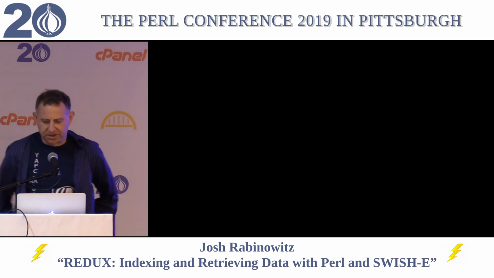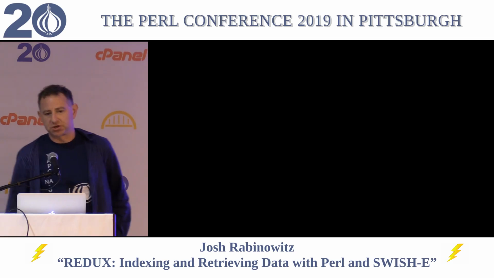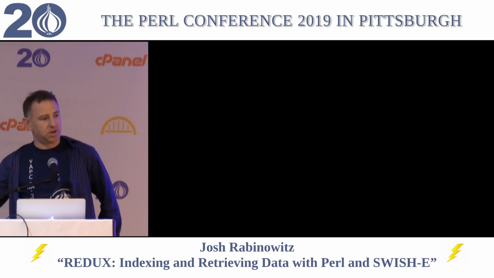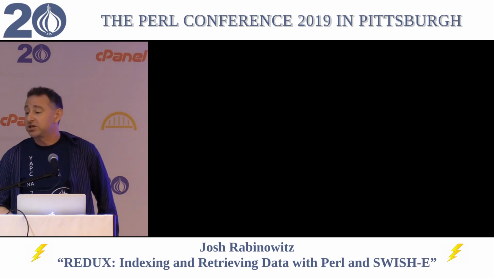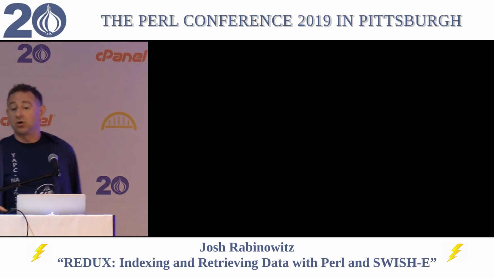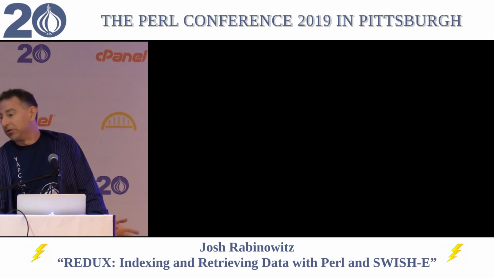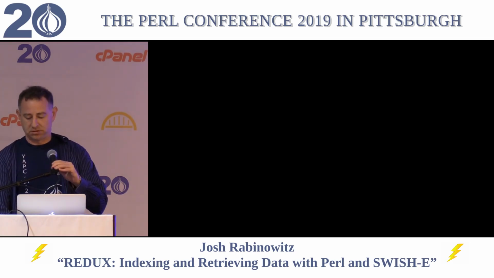This is a talk I did in YAPC-NA in 2008 about SWISH-E, which is a search engine written in C that has a Perl API for it on CPAN. This was before Lucene, before Elasticsearch. I don't even think this project is active anymore. You could still download it and compile it, but it's not the end-all be-all of search engines anymore.